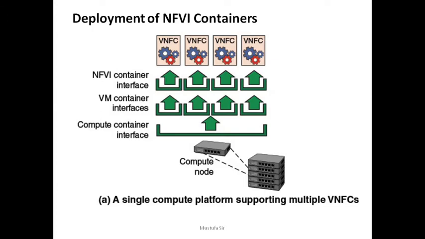We have got two parts, part A and part B. I will be explaining part A first. A single compute or network host can host a single compute node, as you can see here, or can host multiple virtual machines. We have got multiple virtual machine container interfaces, each of which can host a single VNF, as you can see here. So a single VNF hosted on a virtual machine is referred to as a VNF component, VNFC. This is what you call a single compute platform supporting multiple VNFCs. It means on a single machine you are hosting multiple virtual network function components.